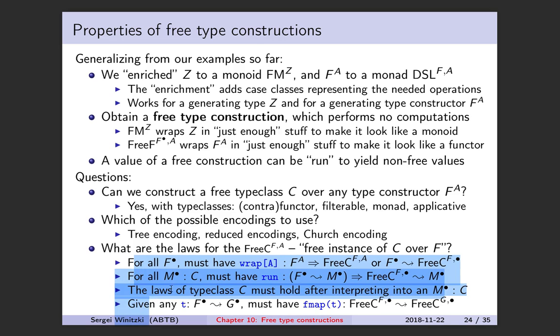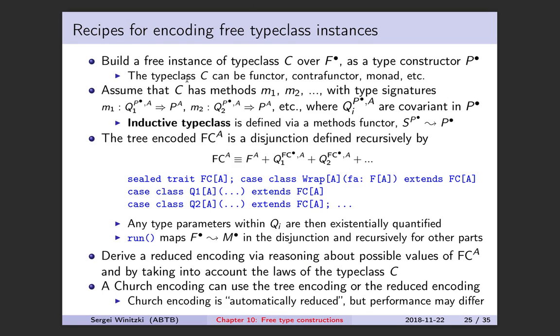These are the four main laws, and I formulate the questions that will occupy us for the rest of the lecture. I summarize the recipes of constructing a free type class instance for an arbitrary type class with given methods. As long as it is an inductive type class, then we translate these methods into case classes. We might have to use existential type parameters in some of these, and we derive a reduced encoding and the Church encoding.